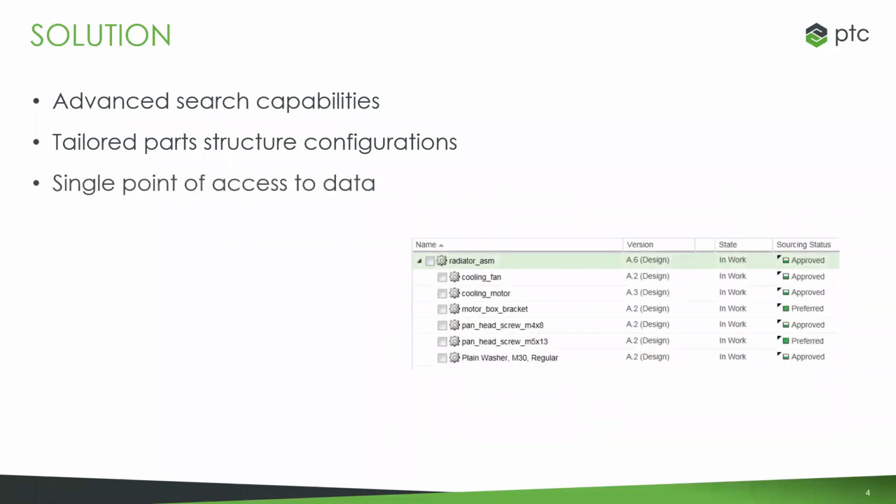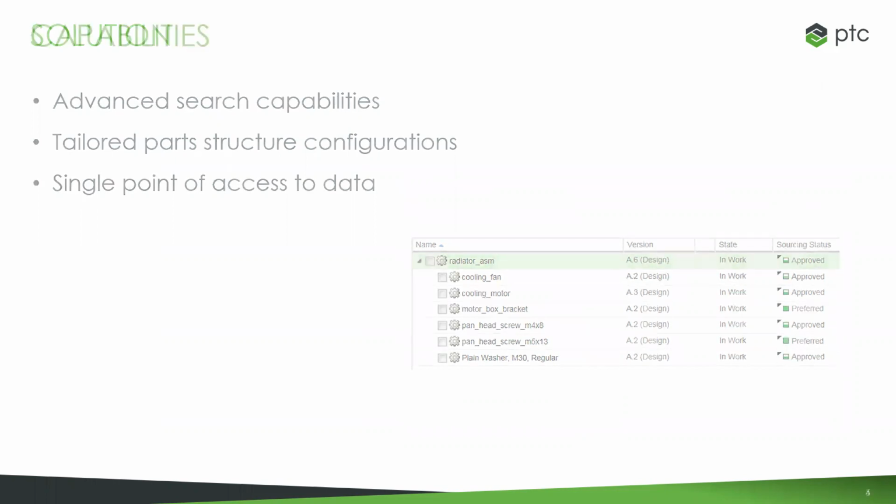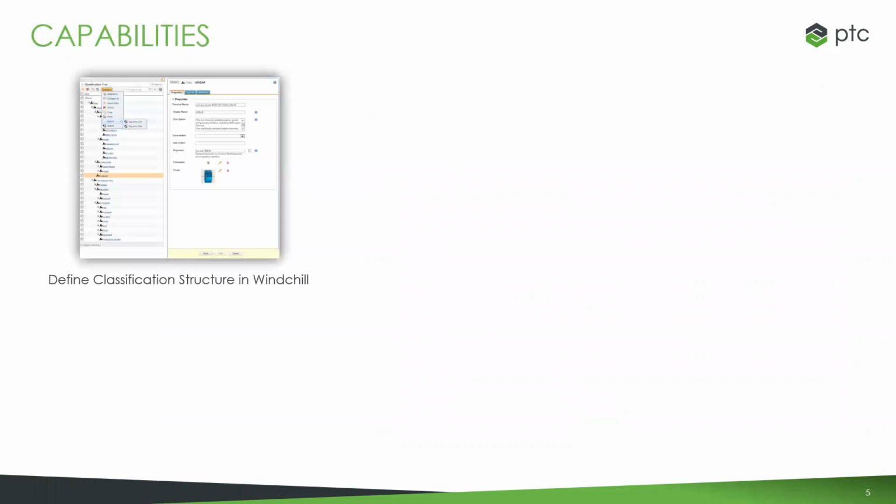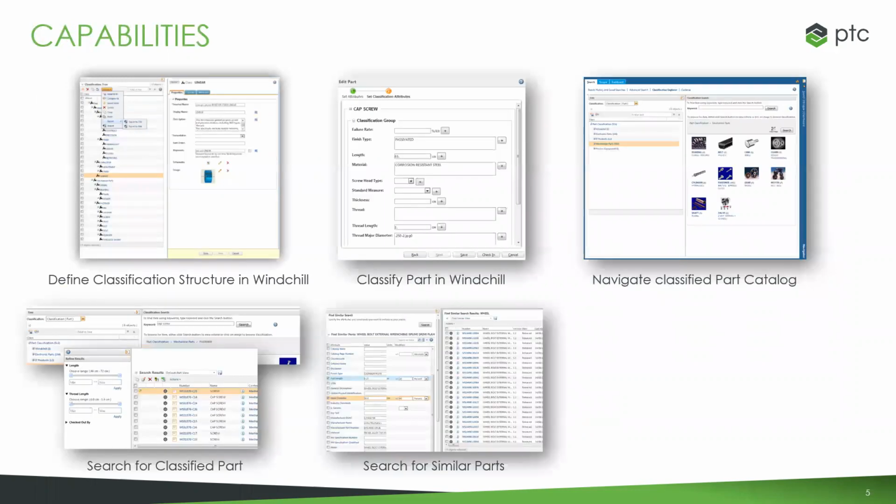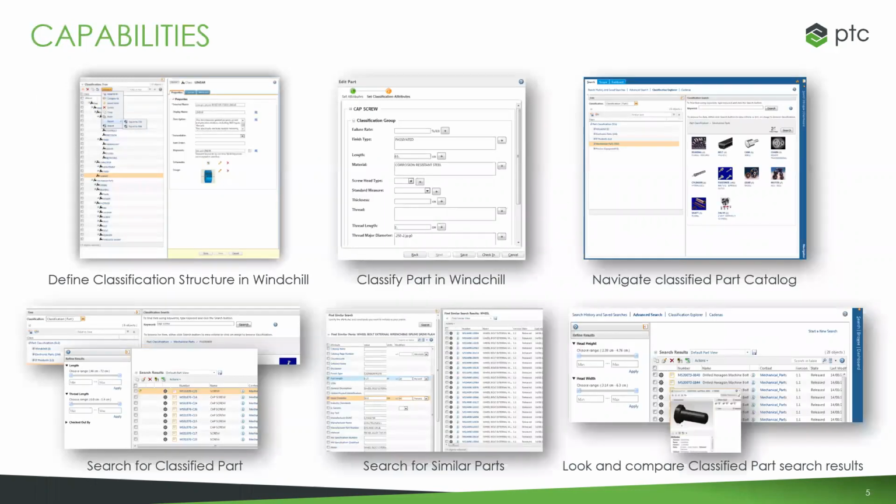So what this is really doing for you is providing you a single point of access to data for all of your different objects, where you can come into Windchill, quickly search for parts, or even reuse these components in your different designs. So what this really looks like in Windchill, there's a few different categories. And again, we'll go through this in Windchill and you'll actually be able to see it in action.